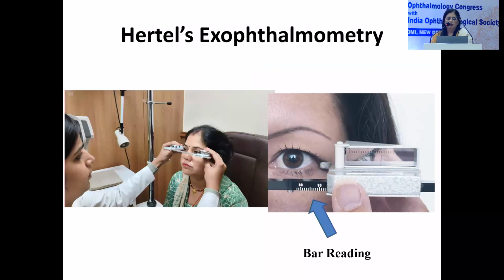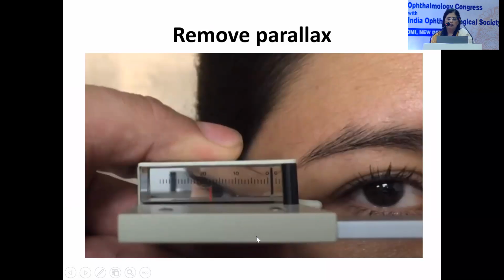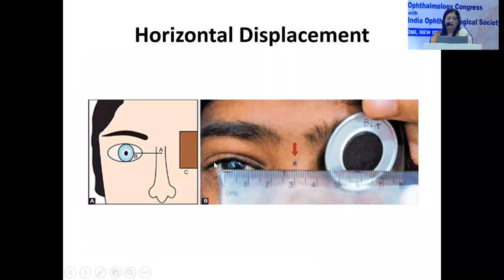For Hertel, there are certain points to note: note down the bar reading, and remove the parallax so that you have a proper reading. The horizontal displacement can be measured using a scale: put a mark at the root of the nose and measure the distance to the medial limbus.